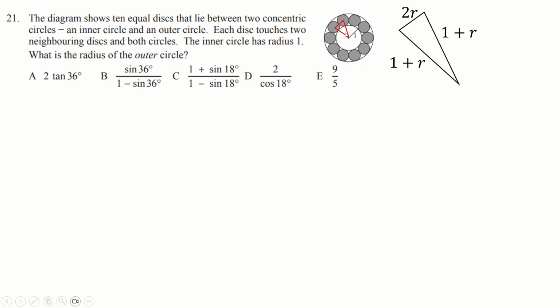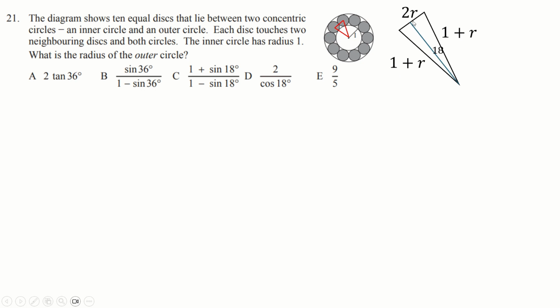Now this angle here is 36 because there are 10 of these. 360 divided by 10 is 36. Now I'm not really interested in that. I'm going to cut this triangle in half like this and say that this angle is 18, which I can see is probably something that I should be thinking about doing. Now, I think I can work out here that the right angle to this triangle is here.